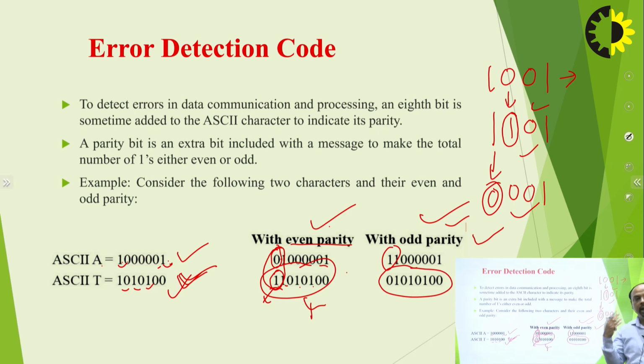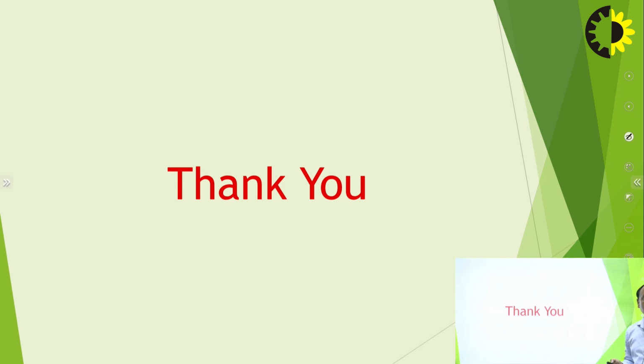Now during the transmission, if any of these bits, like 0, 1, 0, 0, 0, 0, 0, 1, is converted, like this 0 is converted into 1, then we check the parity. We see the transmission is even parity, but we get odd, so there is one error in the transmission. In this way, by checking the number of 1s, we can find the error using error detecting and correcting codes. So thank you for this lecture.